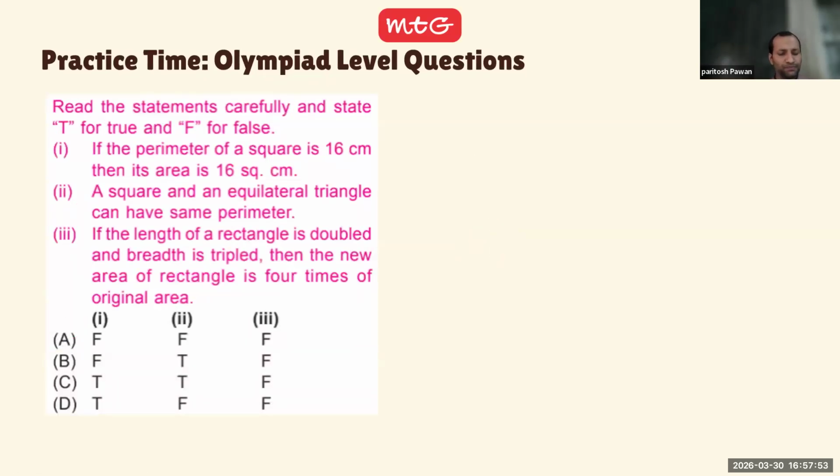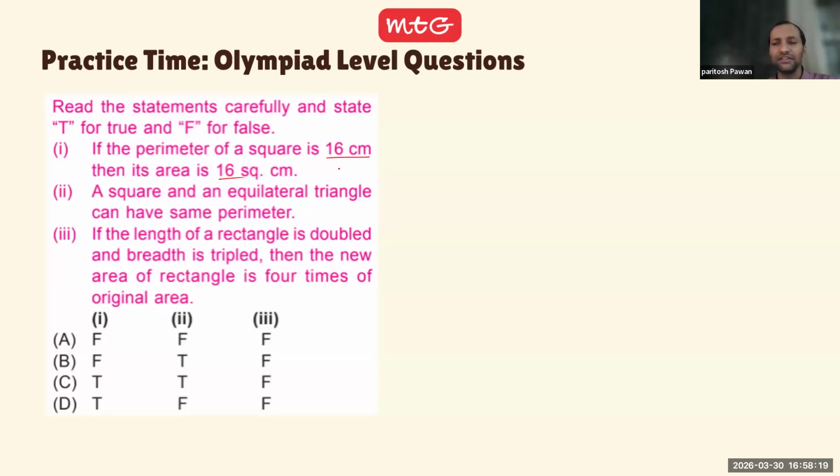So now solve this one. Just go through that, then I will explain the answer. So let me read for you. Here the question says, read the statement carefully and state true or false. So the first question says, if the perimeter of a square is 16 centimeter, then the area is also 16.